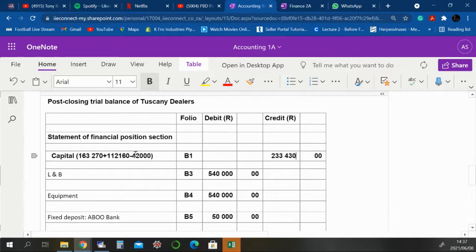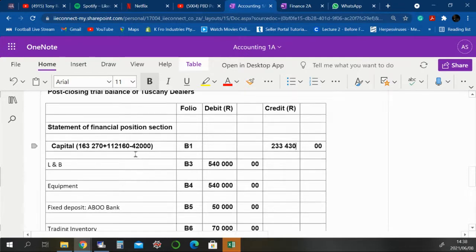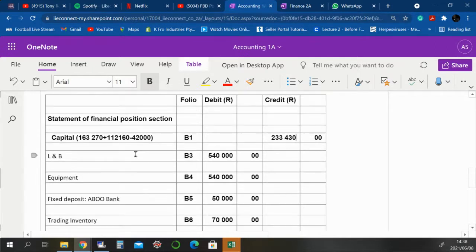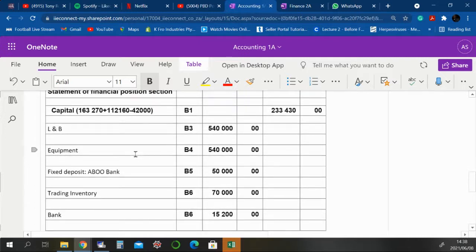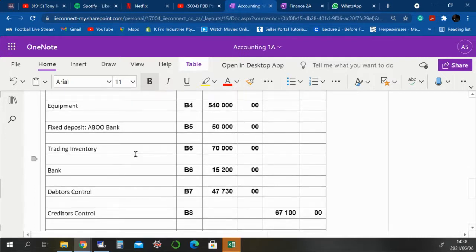And now, guys, you're done. Because land and buildings, equipment, fixed deposit bank, everything else that we get in the balance sheet section of your trial balance is the exact same balance. It hasn't changed. So this is why I love when they tell you just do the post-closing trial balance. Because it shows me what my students really know. Do they really understand this?